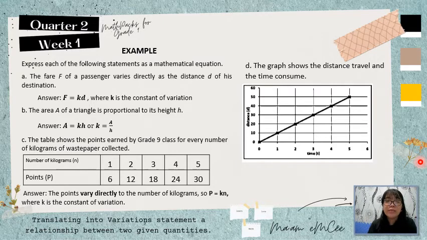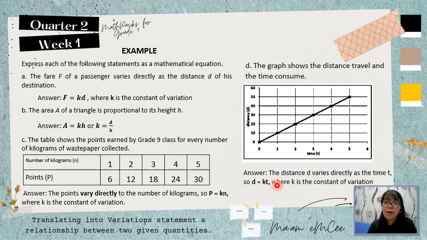But what is the mathematical equation? So our mathematical equation is d is equal to kt. So there is this number that when multiplied to the time, we will be getting the distance. And that is 10, right? So when we multiply 1 by 10, that is equal to 10. When we multiply 2 by 10, that is 20. When we multiply 3 by 10, that is 30. 4 by 10, that is 40. And 5 by 10, that is 50. So our constant of variation is equal to 10, and our equation is d is equal to kt.